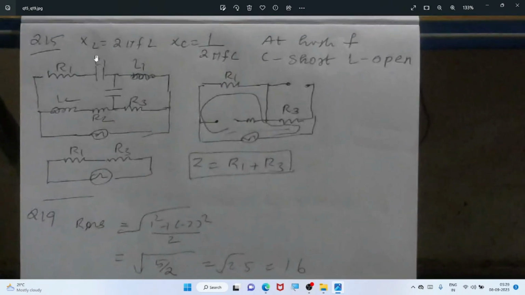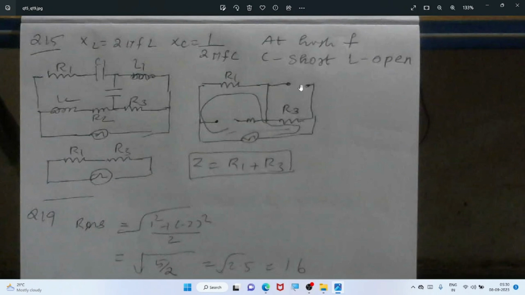See, this is the reactance formula for the inductance, 2πfL. If you increase the frequency, this will be increasing at high frequency. When XL is high it means that it will be an open circuit. Similarly, if you increase the frequency, 1 by this will be less, so this will be a short. So after simplifying, the inductor is open and the capacitor is short. So this is the simplified circuit.